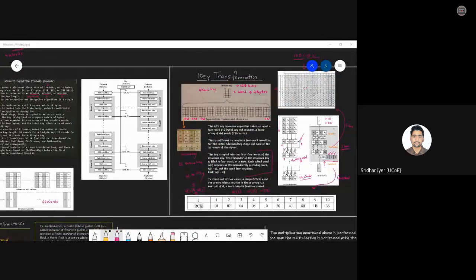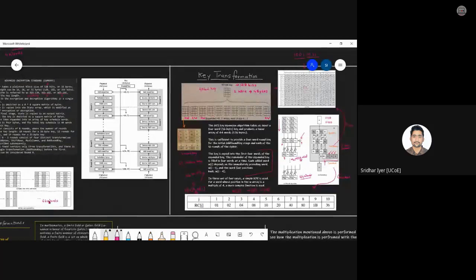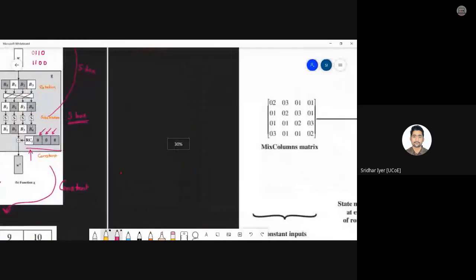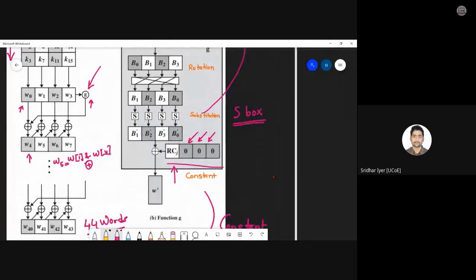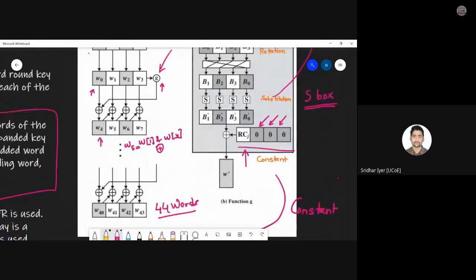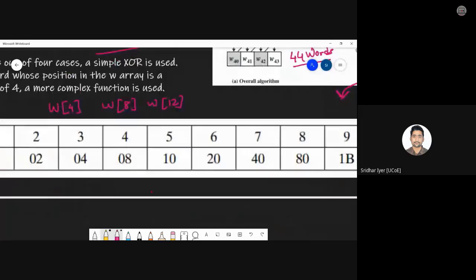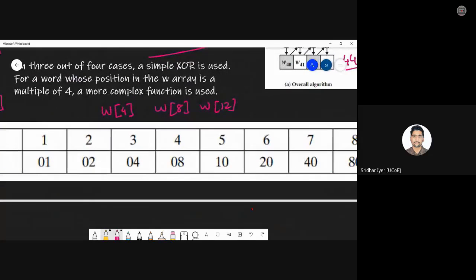Okay. Last part. Okay, see, 1 second. Once we get B1 dash, B2 dash, B3 dash, and B0 dash, we have to XOR that with this 4-byte value, where the last 3 bytes are already set as 0. Only the first byte will be a constant. So depending upon the round you are in right now, for example, this will be for round number 1. Next will be for round number 2. Depending upon your round number, you have to replace RCJ with these values.